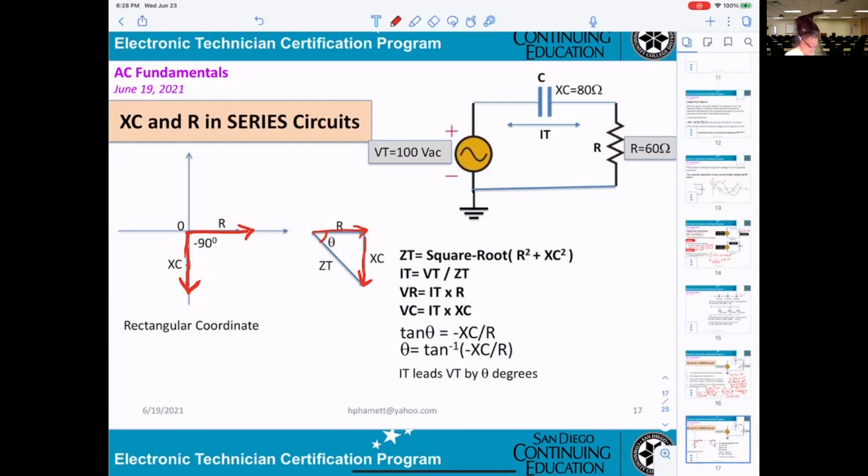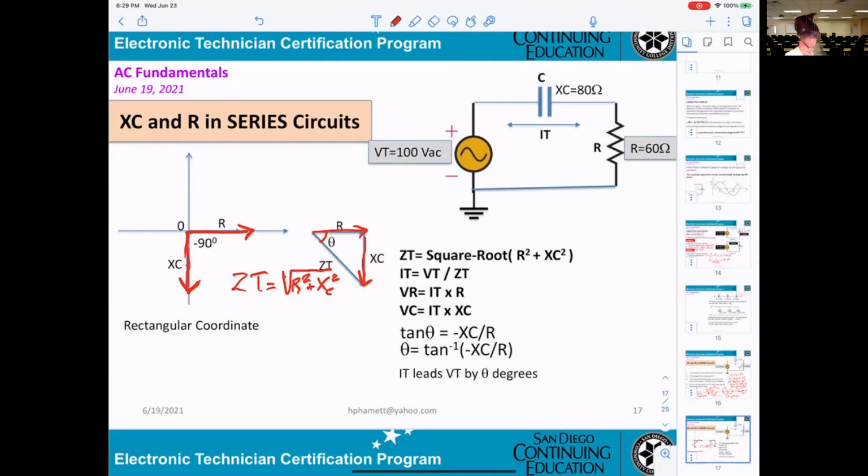Now, in this rectangular, in this triangle here, if you want to calculate the ZT, how do you calculate it? Pythagoras, if you're learning the math. Then you use Pythagoras: square root of R squared plus XC squared. That is how to calculate the ZT, impedance total in this case.